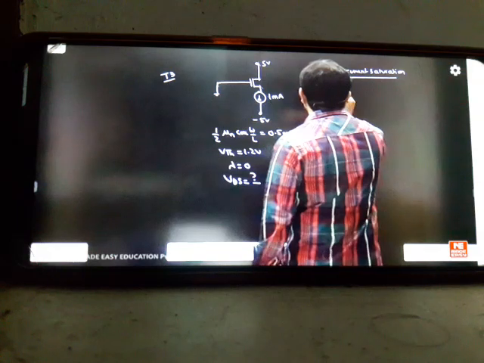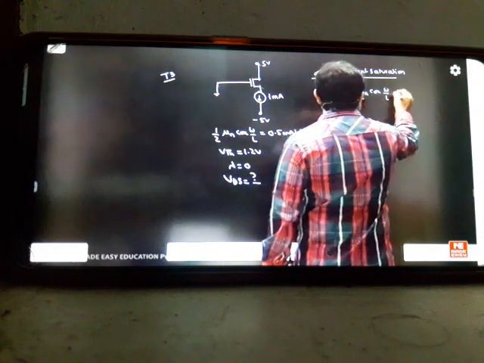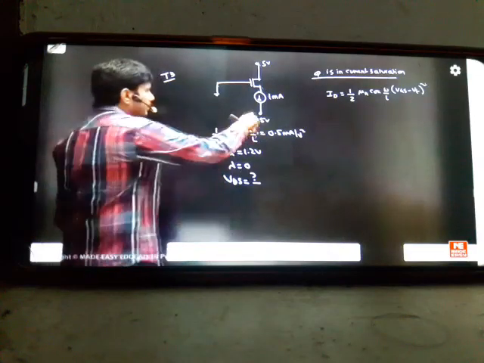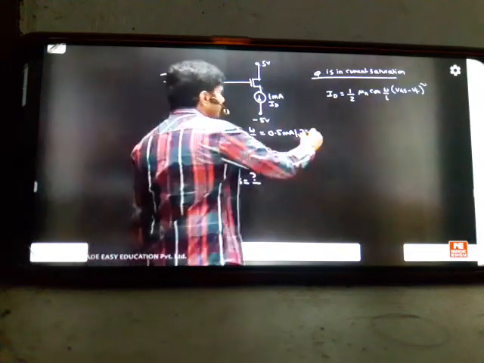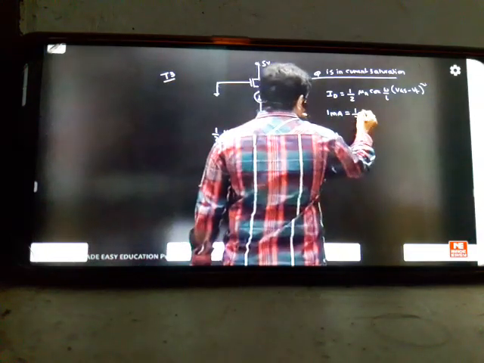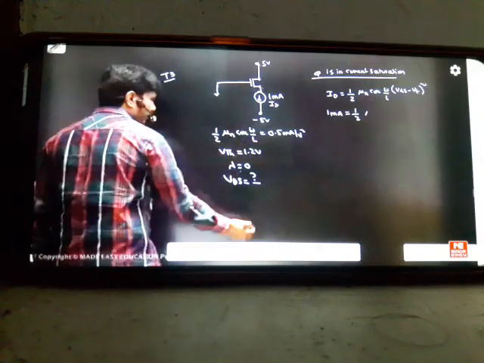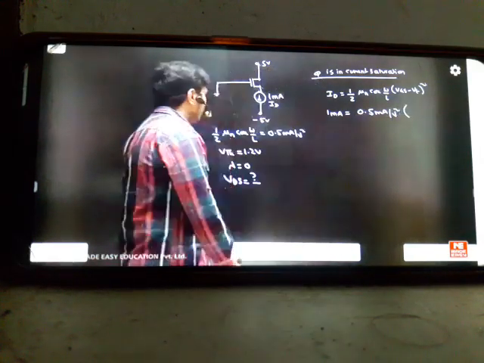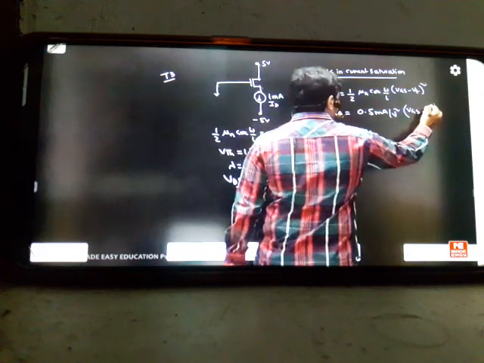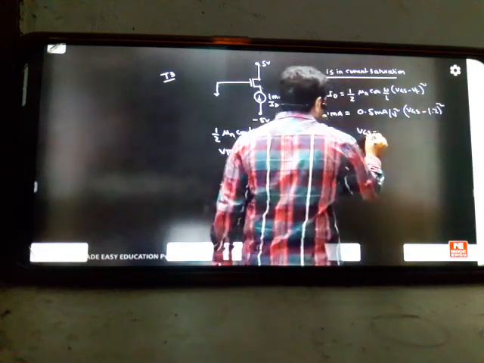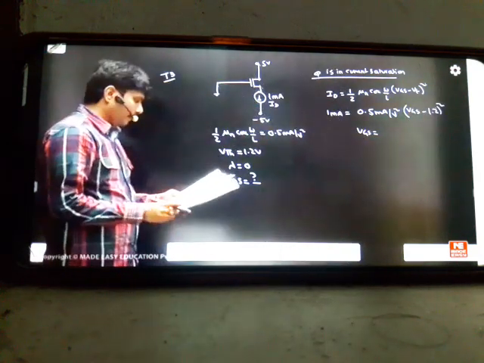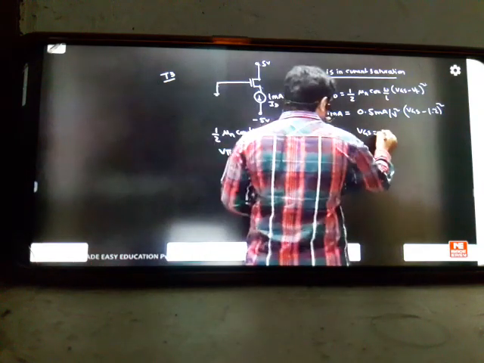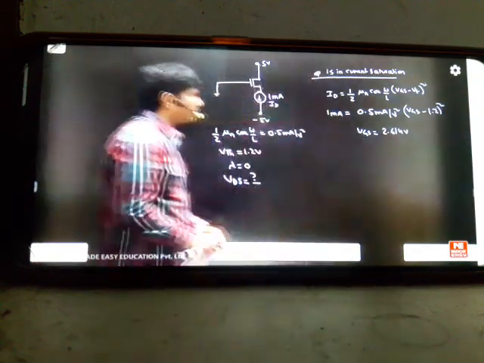So ID is equal to half into mu n Cox W by L into VGS minus VT whole square. From this relation, we can solve only for the VGS value. ID is already given in the problem. So ID is 1 milliampere, equal to 0.5 milliampere per volt square, which they have given already, into VGS minus 1.2, the threshold, whole square. Just confirm the VGS value. If you calculate this, you may get VGS as 2.614 volts.